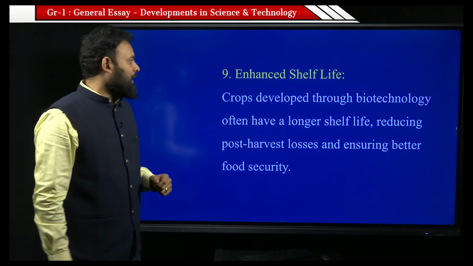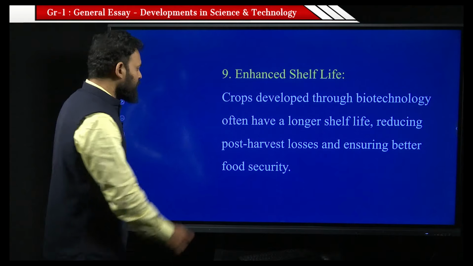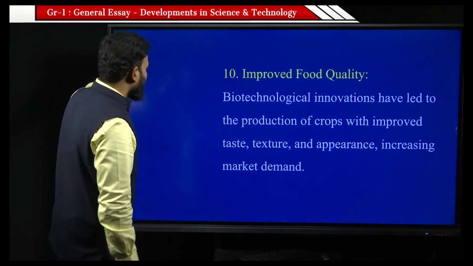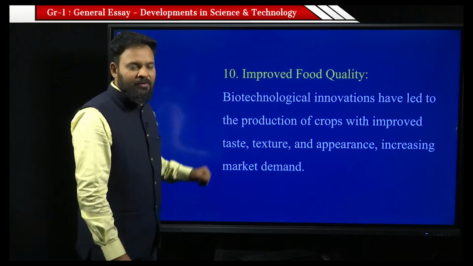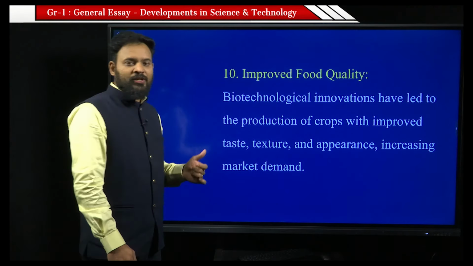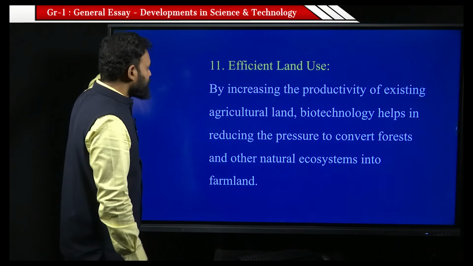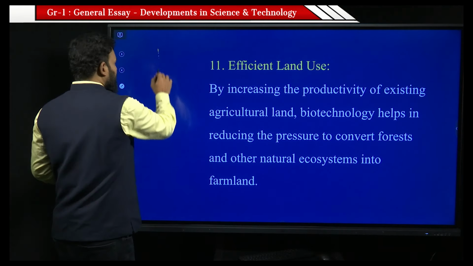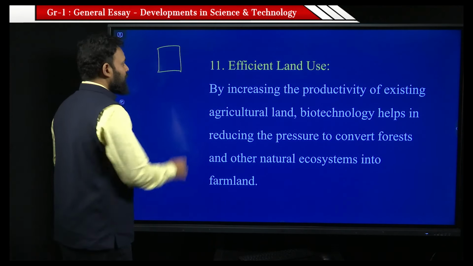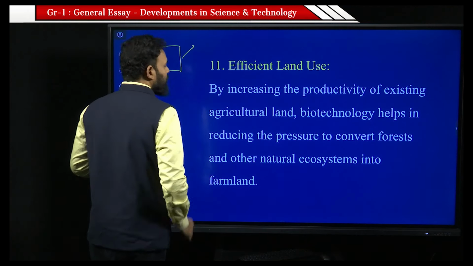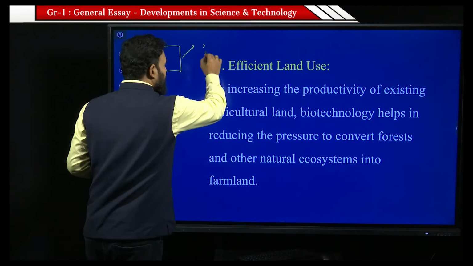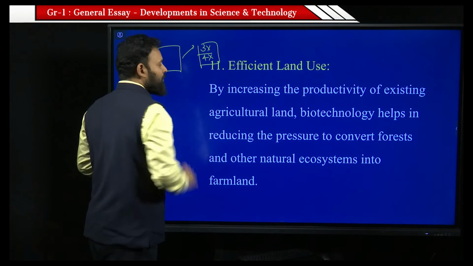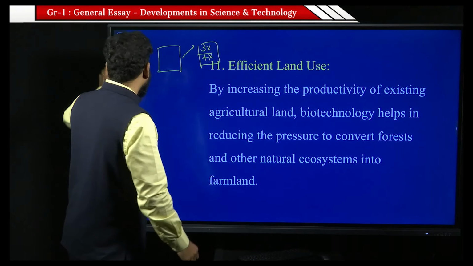Also, we have discussed that enhanced shelf life of perishable crops can be ensured through biotechnology. Improved food quality, already we have discussed this point also. By nutrition, etc., we can increase the food quality. Efficient land use. See, on the same land, with the help of biotechnology, you can produce 3x, 4x times the output. So this is efficient land use by biotechnology.